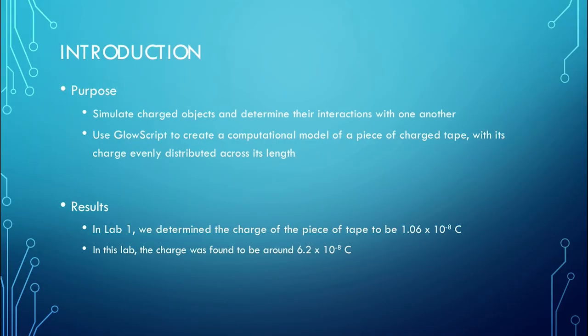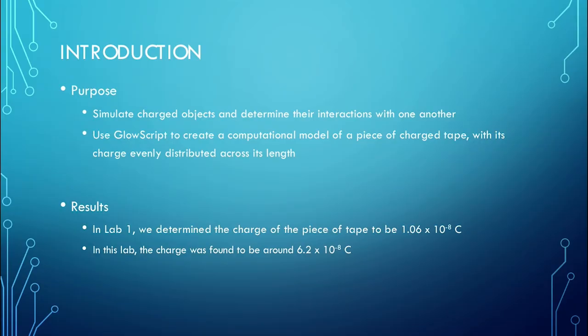Now diving into our introduction, the purpose of this lab was to produce a computational model using the values calculated from Lab 1. In this lab, however, the charge will be evenly distributed across the length of the tape. We will be comparing the charge of the tape in Lab 1, where we consider it to be a point charge, versus the charge of the tape in Lab 2, where we distribute the charge across the entire length of the tape. To determine the charge of the tape, data was collected experimentally in lab. I will be using GlowScript to produce a computational model that shows us how a charged piece of tape looks and interacts.